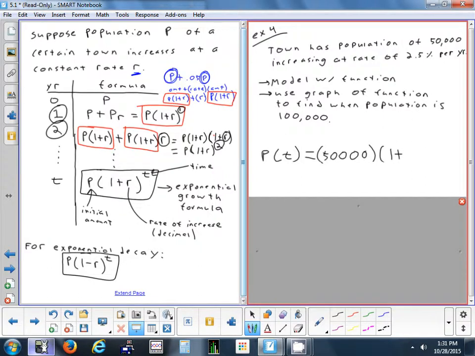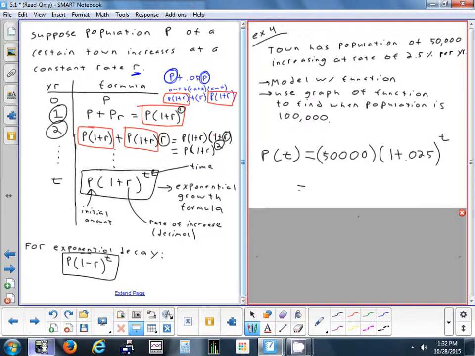Good. Okay, some people forget to change that to a decimal. You have to change your percent to a decimal. He did it perfect. 0.025. Okay, if we can simplify that, we will in a second. And anything else? T is the exponent. Okay, there's your model for the function.